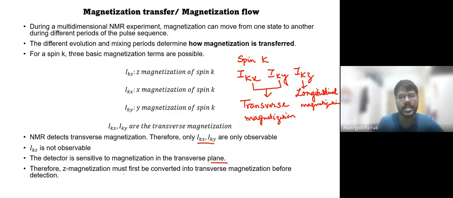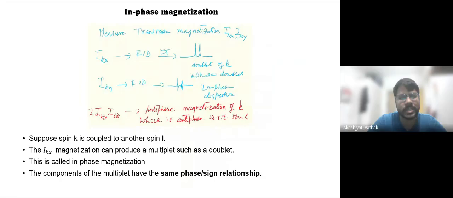Therefore, Z magnetization must first be converted into transverse magnetization. If you want to detect the information present in the longitudinal axis, it has to be converted into transverse magnetization before detection. So these are the three basic magnetization terms that are possible. This was explained in the lecture as well.